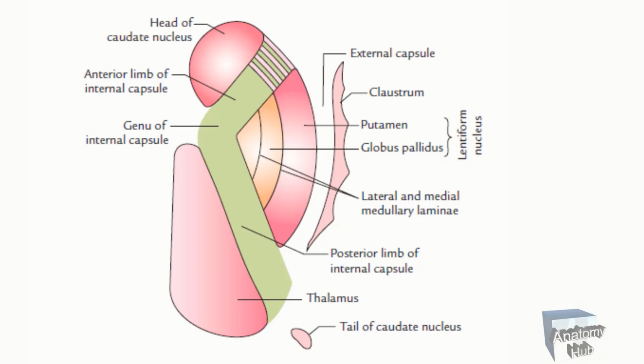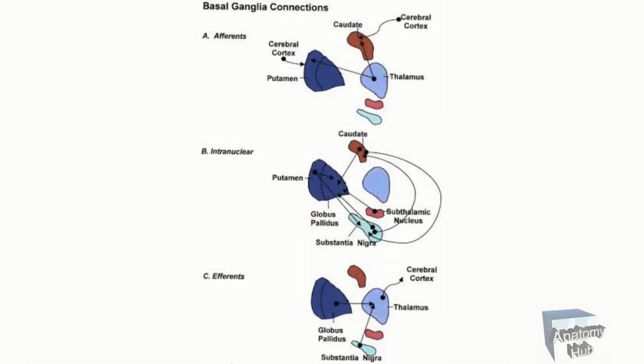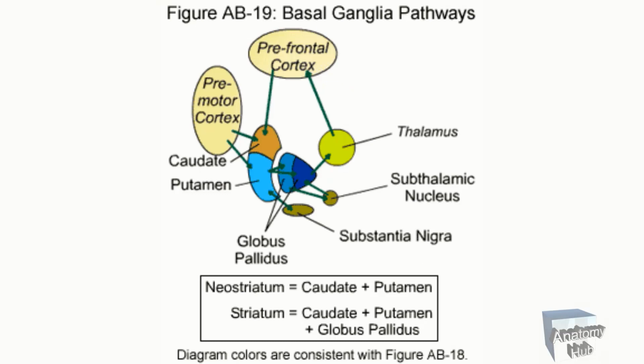The globus pallidus is further subdivided by an internal medullary lamina of white matter into outer and inner segments. Connections of corpus striatum. The striatum, caudate nucleus and putamen, is the receptive part while globus pallidus is the efferent part, outflow center, of the corpus striatum. Chief afferent and efferent connections of corpus striatum.